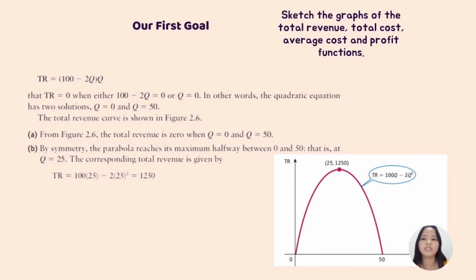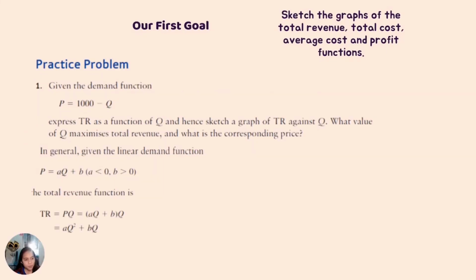The corresponding total revenue is given by TR equals 100 times 25 minus 2 times 25 squared. Practice problem number 1. Given the demand function P equals 1000 minus Q, express TR as a function of Q, and hence sketch a graph of TR against Q. What value of Q maximizes the total revenue, and what is the corresponding price?